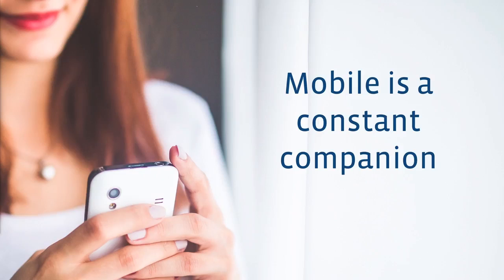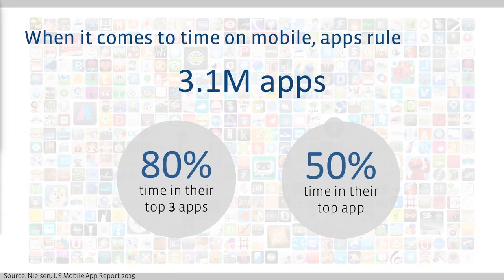And our mobile devices are constant companions. People now spend almost 3 hours a day on their mobile device. And most mobile time is spent in apps. And although there are millions of apps out there, people spend about 80% of their time in their top 3 apps and about 50% in their top app.